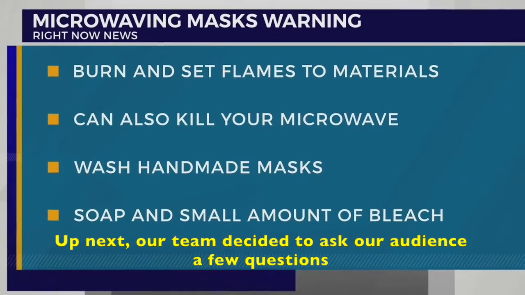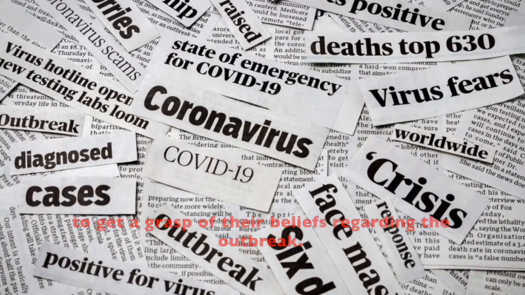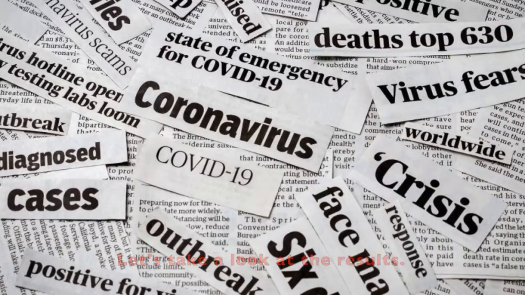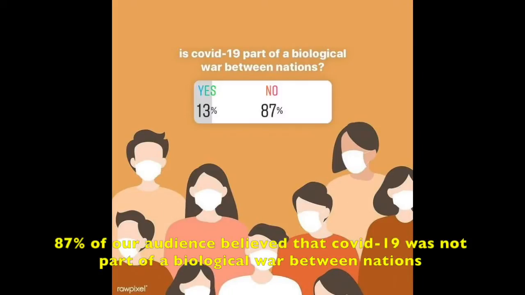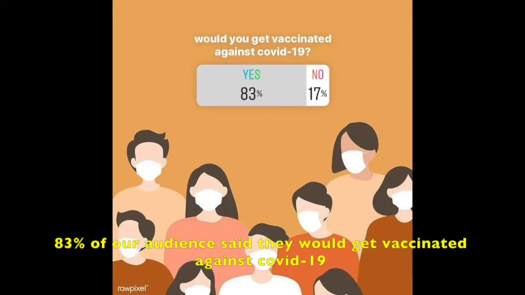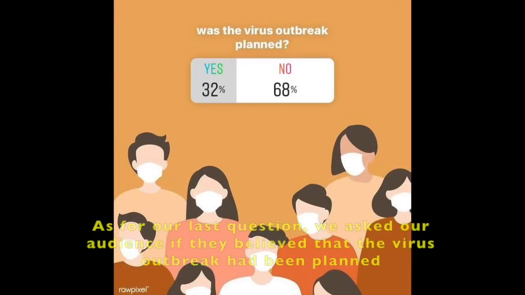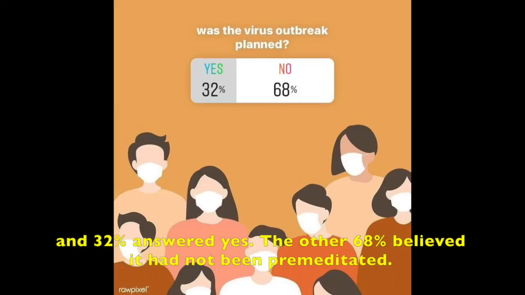Up next, our team decided to ask our audience a few questions to get a grasp of their beliefs regarding the outbreak. Let's take a look at the results. 87% of our audience believed that COVID-19 was not part of a biological war between nations, and only 13% believed this statement to be true. 83% of our audience said they would get vaccinated against COVID-19, and 17% said they wouldn't. As for our last question, we asked our audience if they believed that the virus outbreak had been planned, and 32% answered yes.